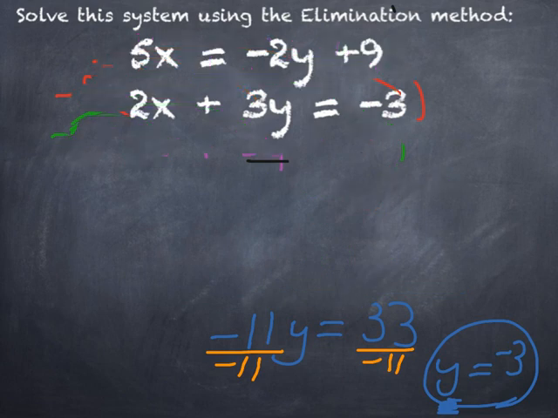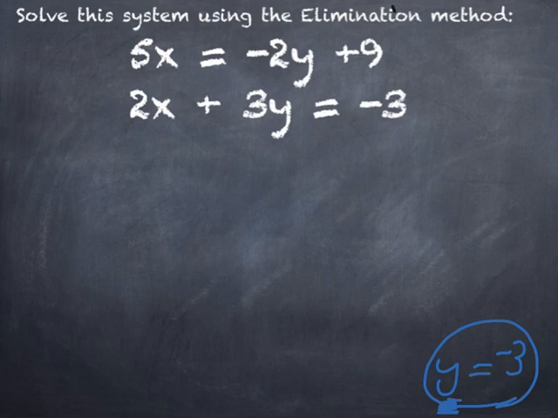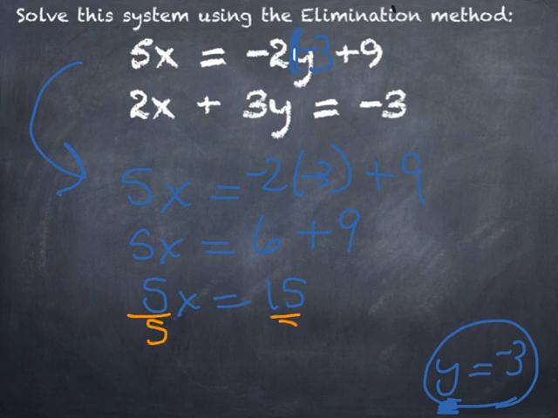So I'm just going to go back to my original equations, erase all that stuff that I did so we have room. And back into my original equation. It doesn't matter which one. I'm going to choose the first one just because I like it. And instead of y, I'm going to put negative 3. So that's going to become 5x equals negative 2 times negative 3 plus 9. 5x equals 6 plus 9. 5x equals 15. And now to divide by 5, I'm going to get x equals 3.